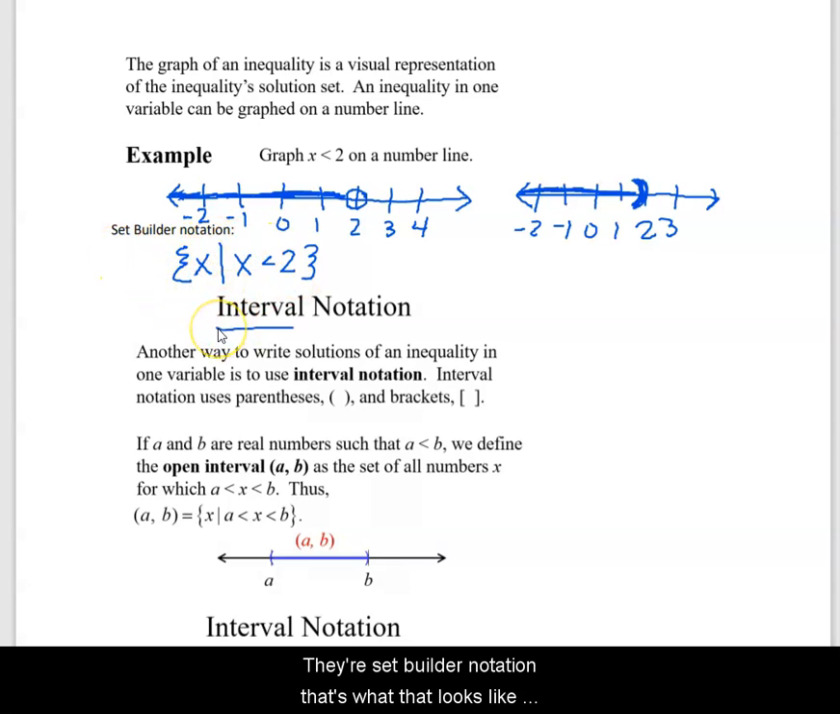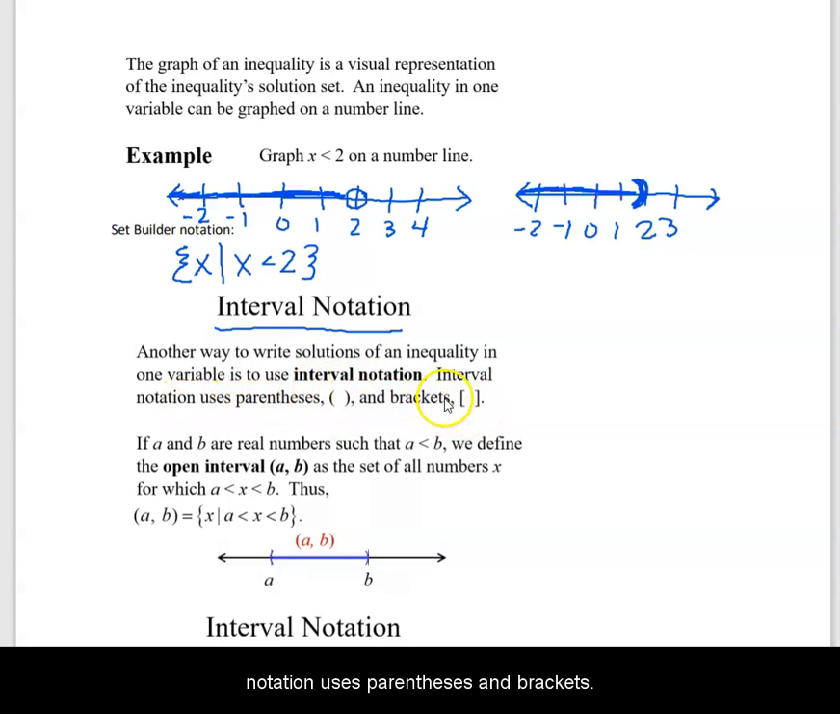That's what that looks like. Interval notation. Another way to write solutions of an inequality in one variable is to use interval notation. Interval notation uses parentheses and brackets.